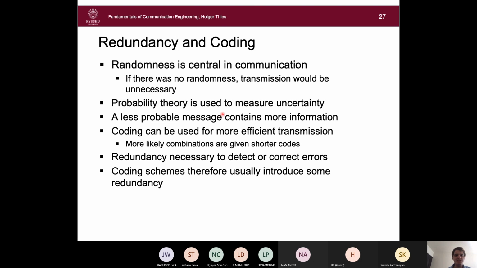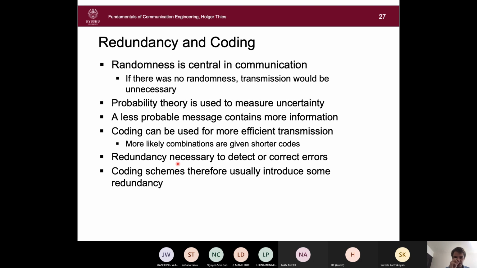And this is where probability theory comes in. Probability theory is a measure of uncertainty. And one could also say that a less probable message contains more information. And this is the idea behind coding messages. So coding can be used for more efficient transmission by giving more likely combinations shorter codes. And we can also use coding to introduce some redundancy.